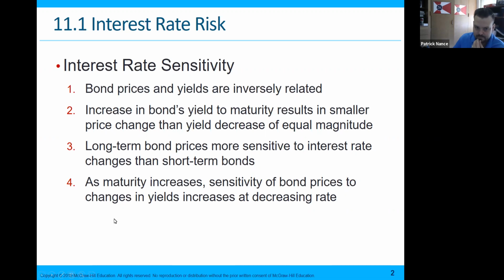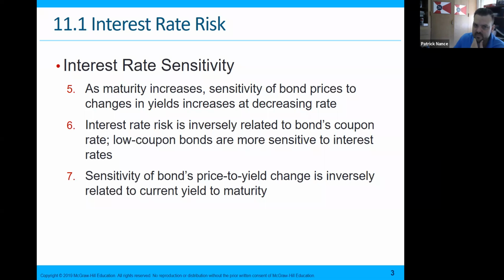As maturity increases, sensitivity of bond prices to changes in yield increases at a decreasing rate, which sounds really confusing. But as the term of a bond gets longer, the sensitivity of the bond to changes in yields increases, but as it goes on, it doesn't increase as much, so at a decreasing rate.